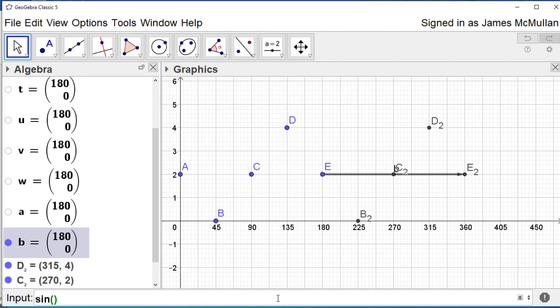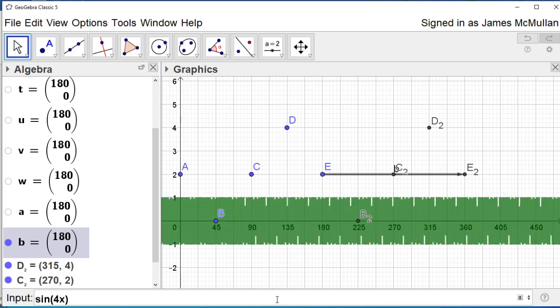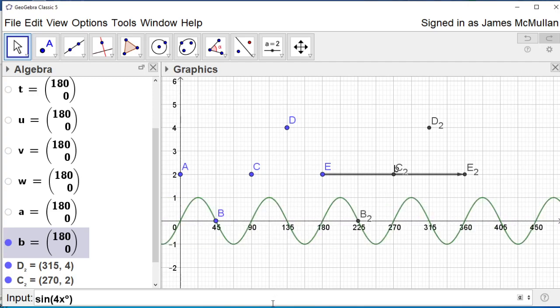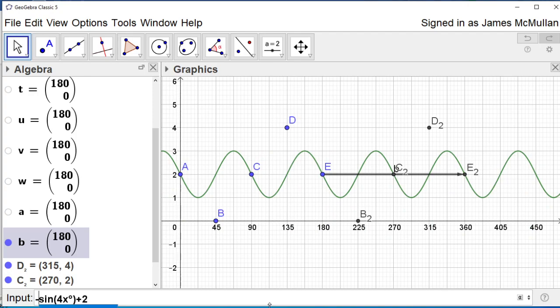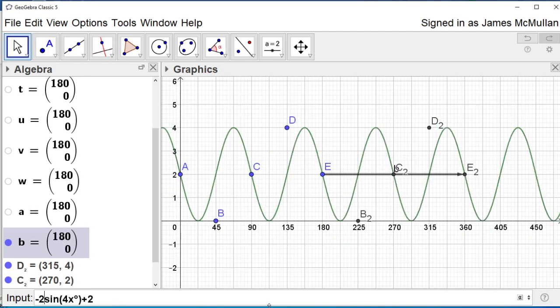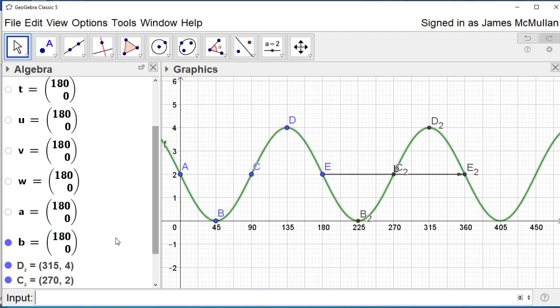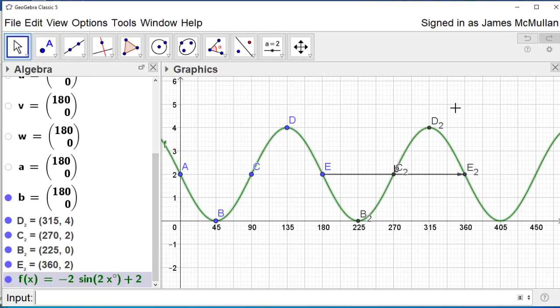So this was sine, what was it, 4x degrees plus 2, and then this was -3, -2. Sorry, I've got the period wrong here because... Sorry, it's 2, not okay, there we go. Okay, so that was what we were supposed to draw.